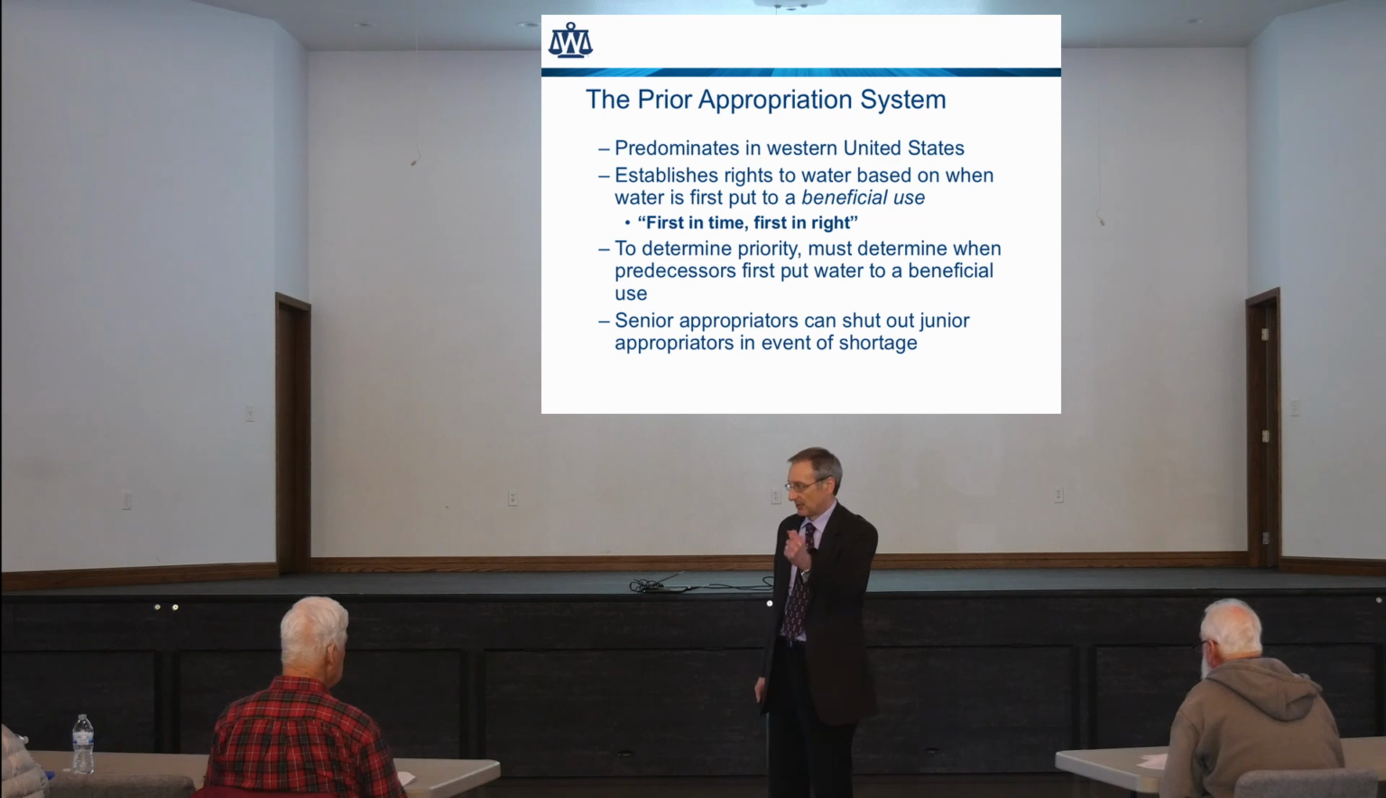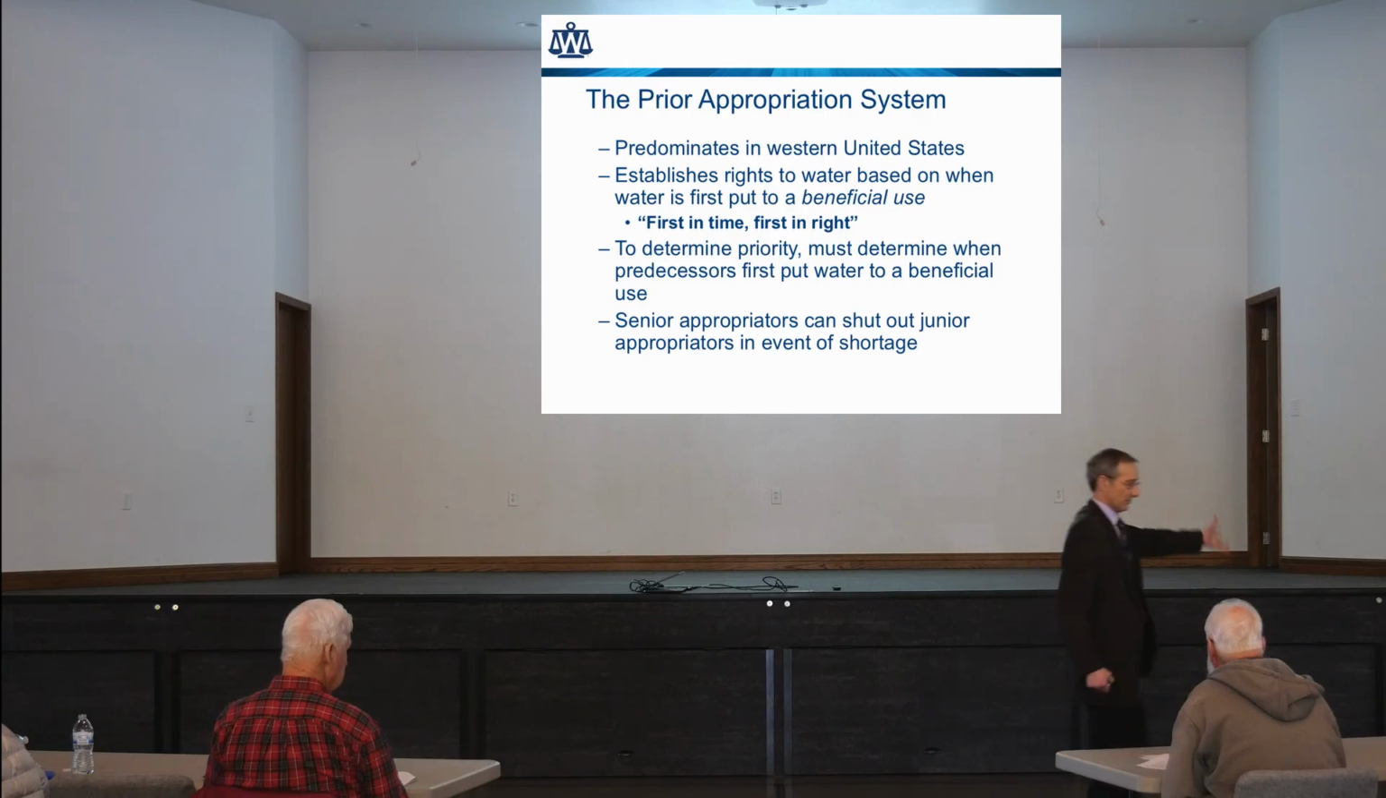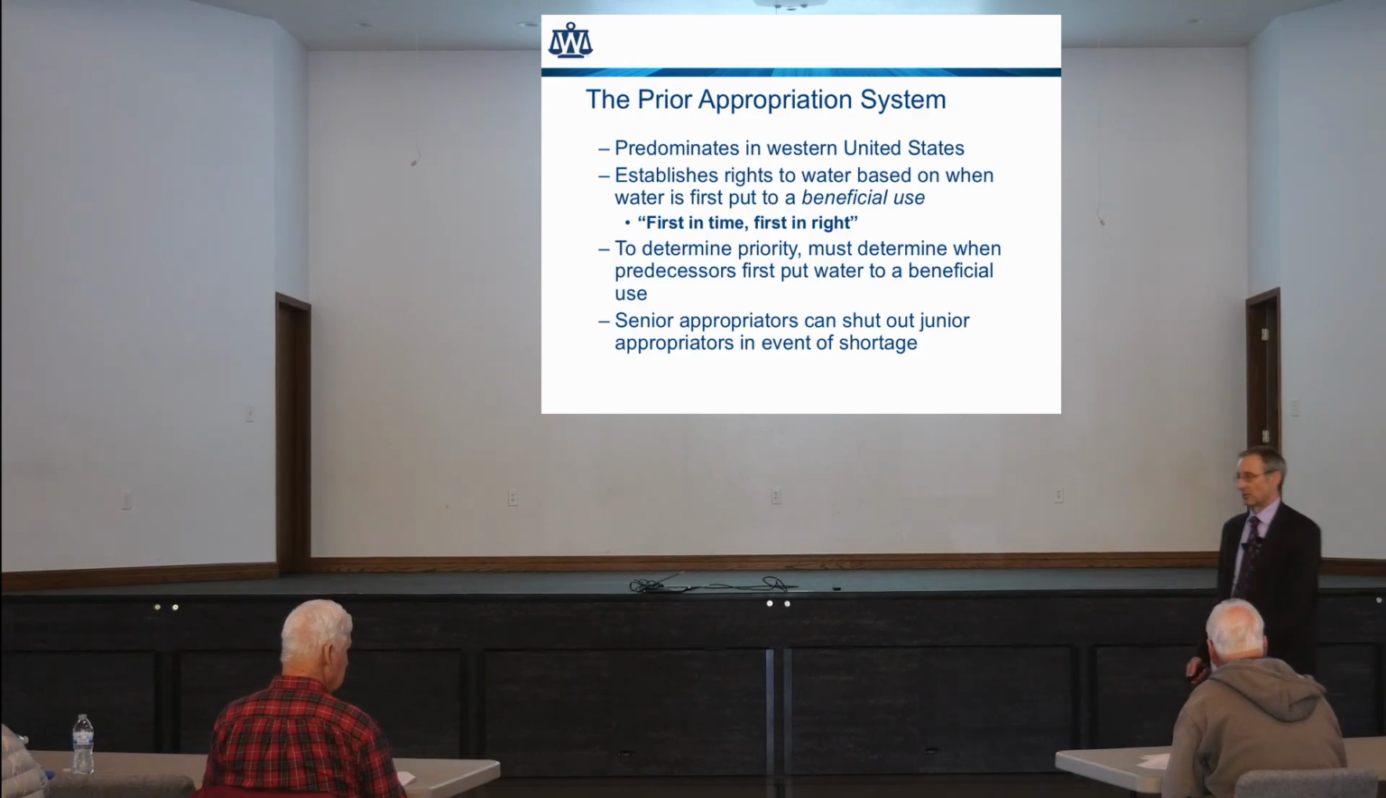My water right dates to such and such a time. I'm prior to somebody else. And in time of shortage, the senior holder can basically shut off the junior appropriator. So that priority system is important. But you have to put water to a beneficial use. Can't waste it. Now, there are some exceptions here.